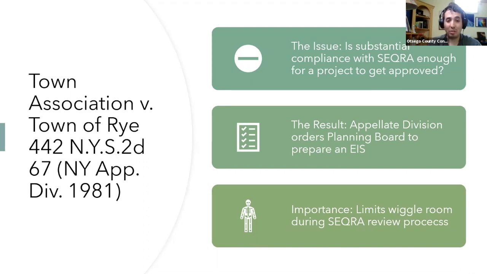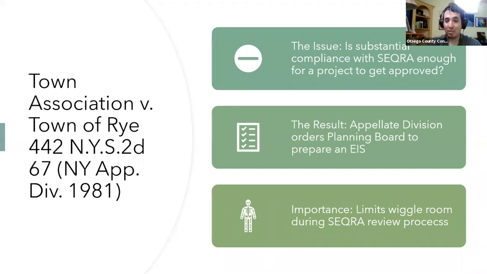So, the Part 617 regulations are online, and most planning boards do their best to follow them, but the courts have held that they must follow them perfectly and accurately, no room for interpretation, and so that carries a lot of weight.